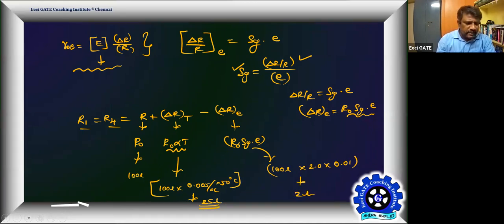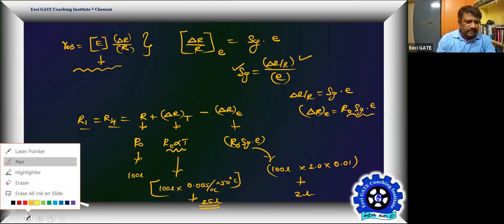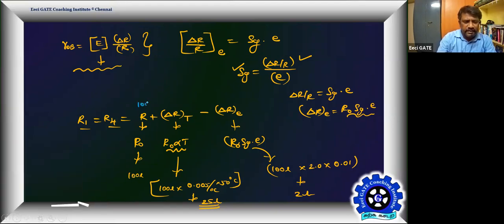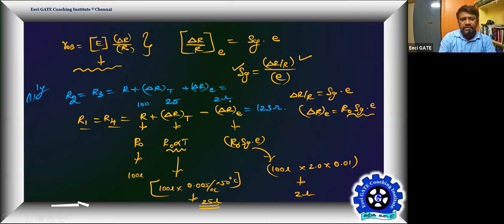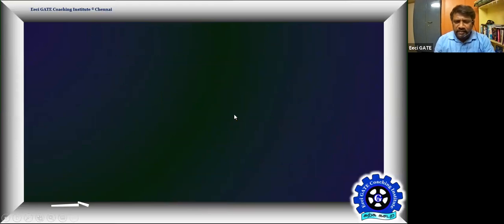If that is the case, what is the resultant resistance we are going to have here? This is 100, this is 25, and this is 2 ohms. The net is going to be 123 ohms. Similarly, if we write the equation for R2 and R3, they are identical, but they will experience R plus delta R due to T. But instead of this minus, it will be plus delta R due to strain. Therefore, it is going to be 100 plus 25 plus 2, which becomes 127 ohms. That's all. So now we got all the bridge elements. Play comfortably with the circuit. You won't make any fault.